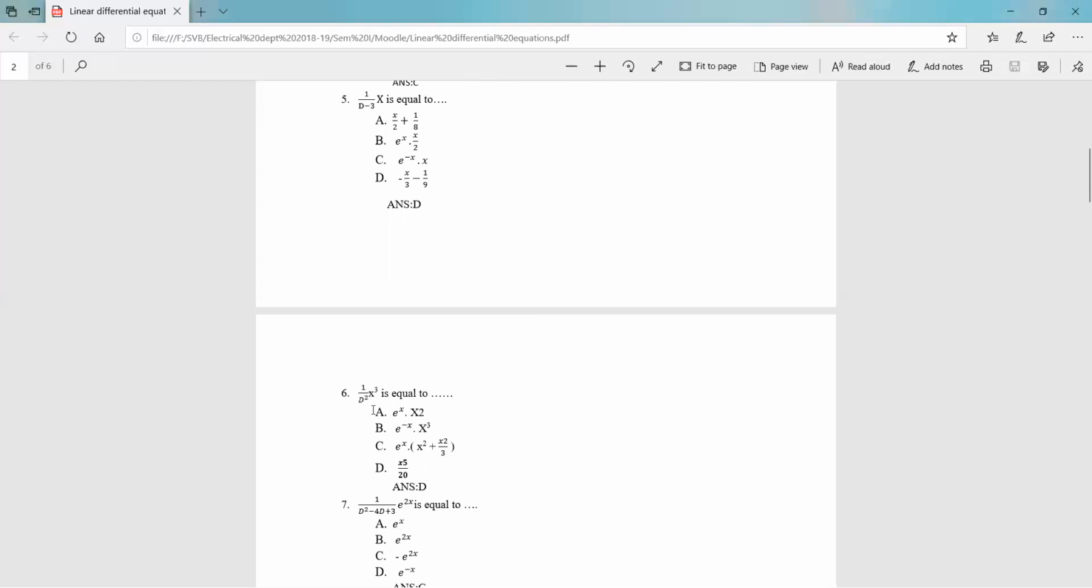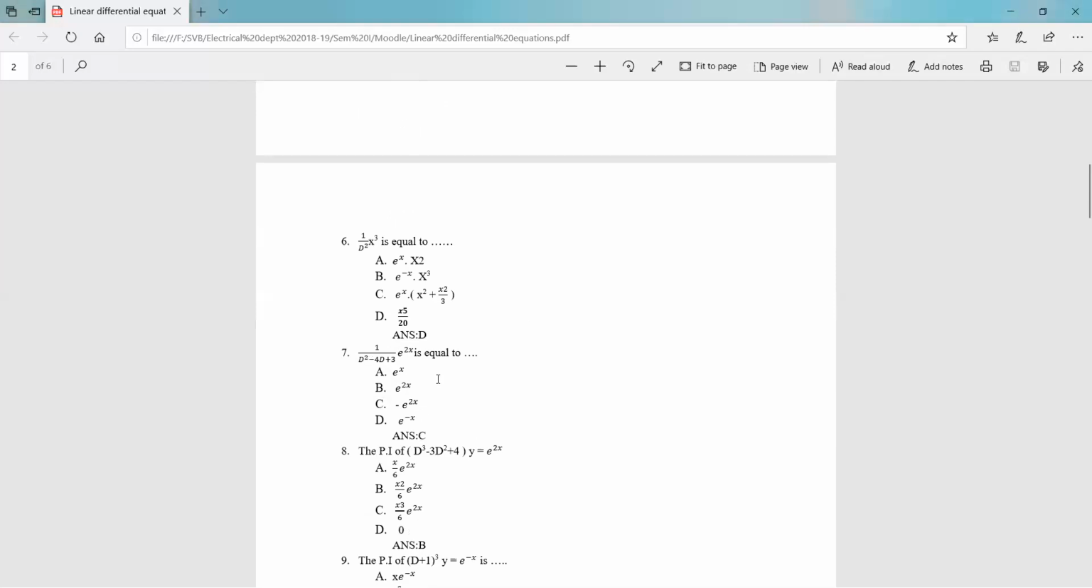Two time integration of which quantity? Here it is x cube. So we have to integrate x cube, how many times? Two times. First integration of x cube is x raised to 4 by 4. Again integrate, we get x raised to 5 by 4 into 5. So we get x raised to 5 by 20. So for question 6, the correct answer is x raised to 5 by 20.